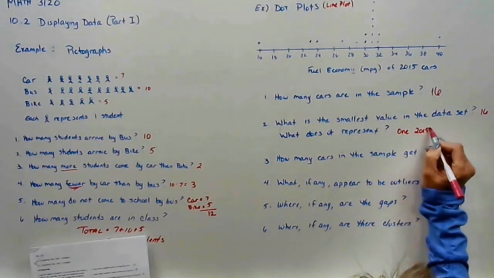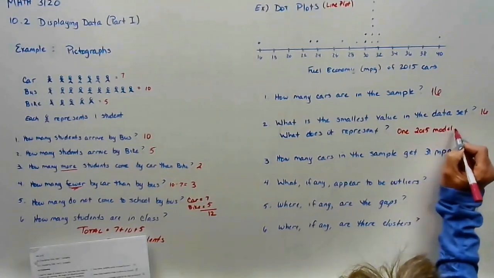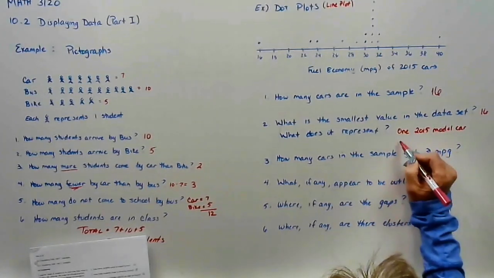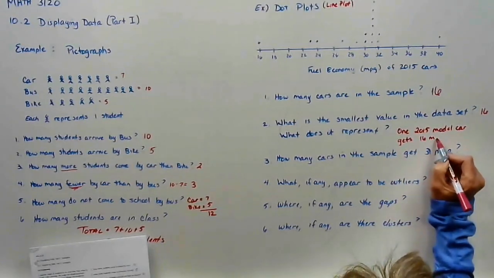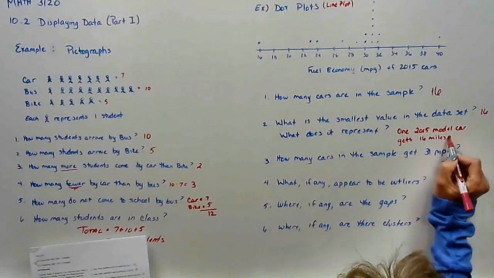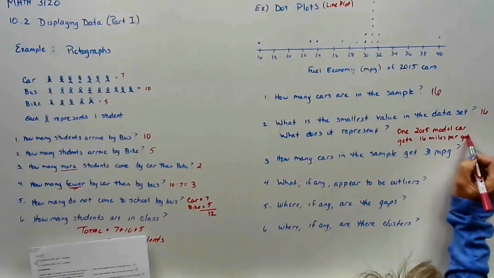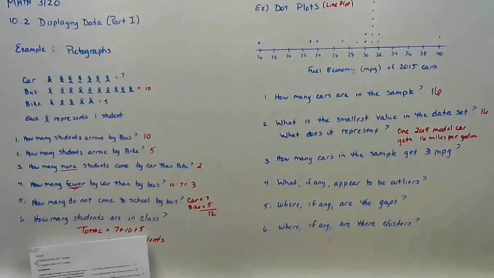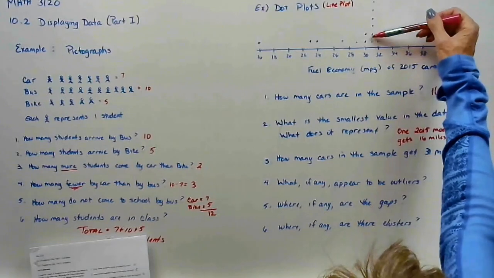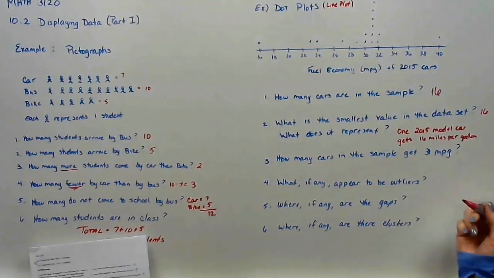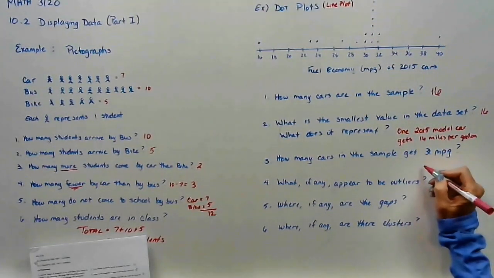One 2015 model car gets 16 miles per gallon of gasoline. How many cars in the sample get 31 mpg, miles per gallon? So if I go to 31, how many of them get 31? 1, 2, 3, 4, 5, 6 different samples of cars.